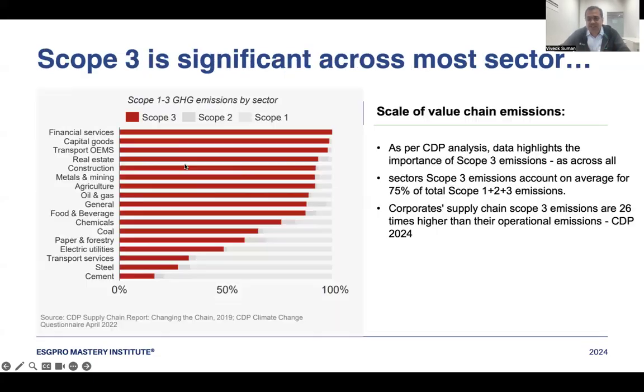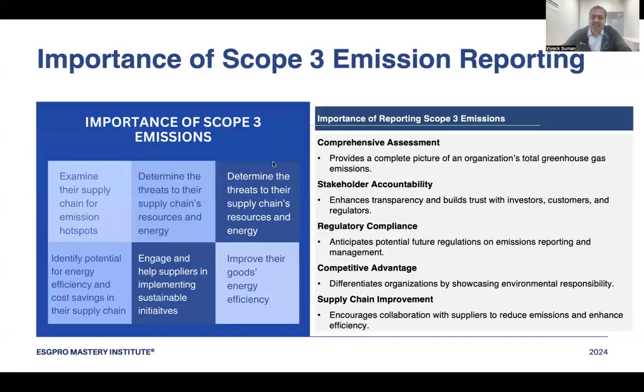Now, as per CDP data, of course, there is a statistic. All of this I am taking from CDP disclosures. Currently, corporate supply chain scope 3 emissions are 26 times higher than the operational estimates. That's how it is. Another statistic on the importance of scope 3 which we need to know.